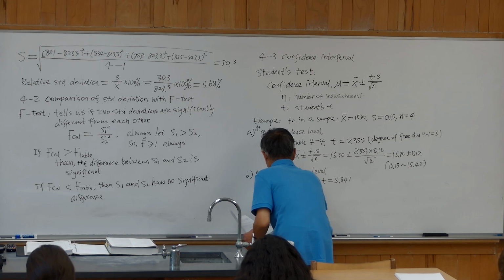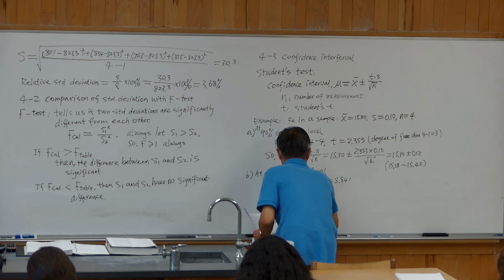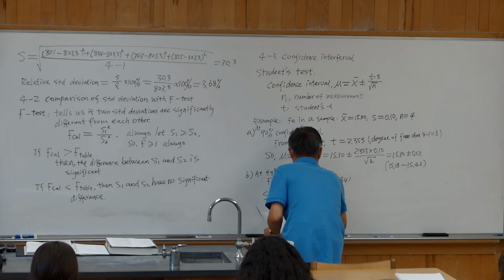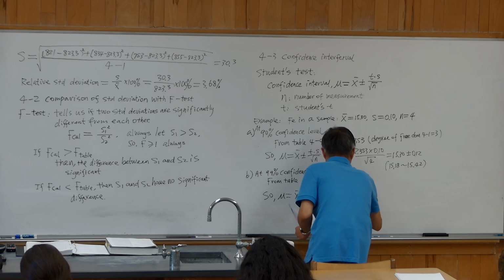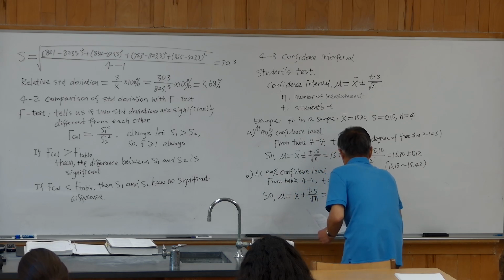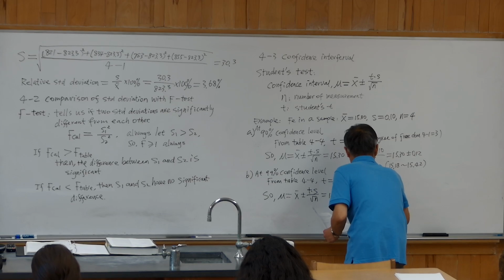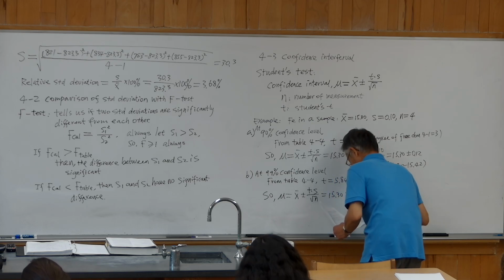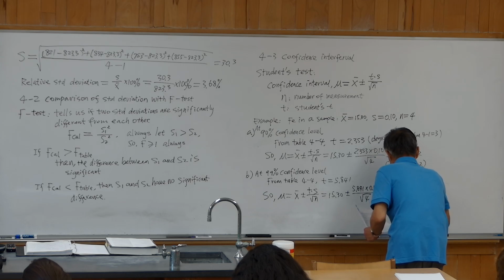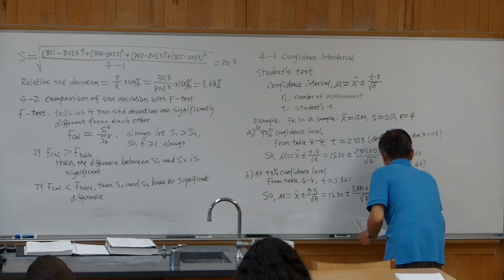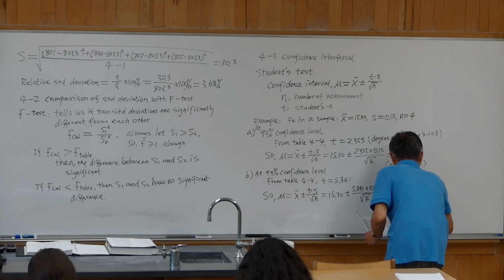Now the confidence interval will be x bar plus minus ts over square root of n. X bar is 15.30 plus minus t, which is 5.841, times s, which is 0.1, divided by square root of 4. This time it is 15.30 plus minus 0.29. The actual range is 15.10 up to 15.59.